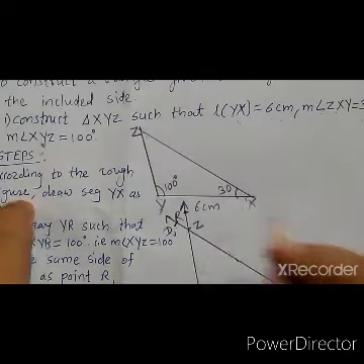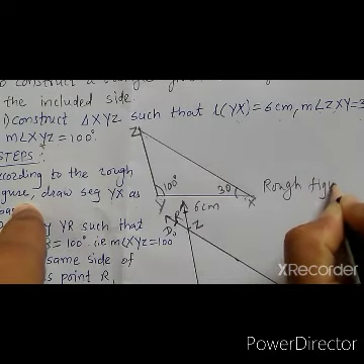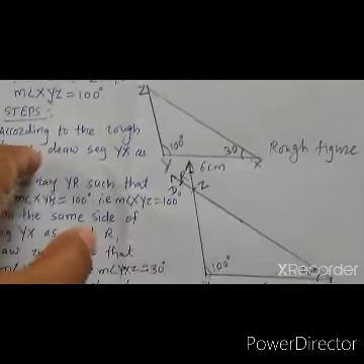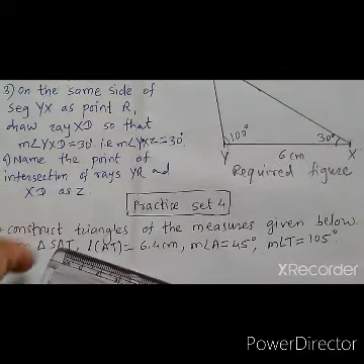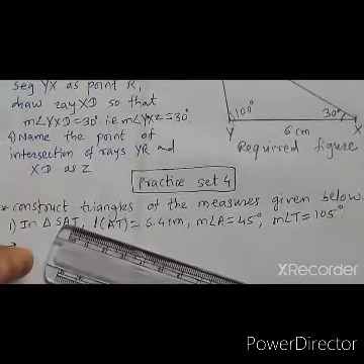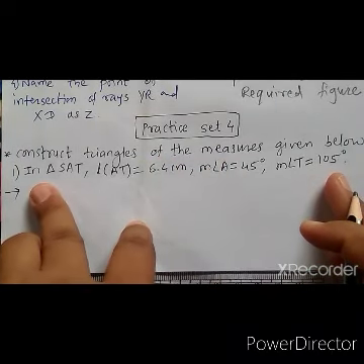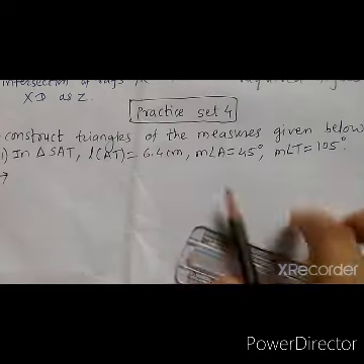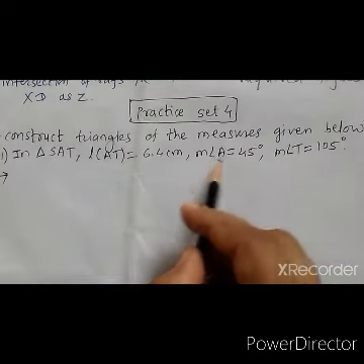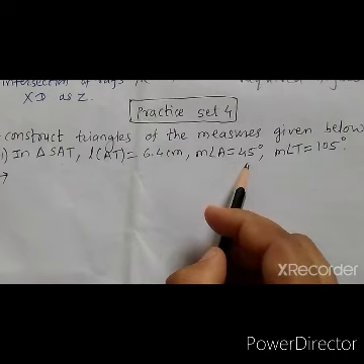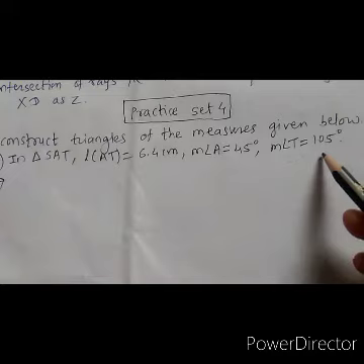So by using this rough figure, we can draw any required diagram. So let us see another example from practice set 4. The triangles of the measures given below. Number 1. In triangle SAT, length of AT is equal to 6.4 cm. Measure of angle A is equal to 45 degrees. Measure of angle T is equal to 105 degrees.